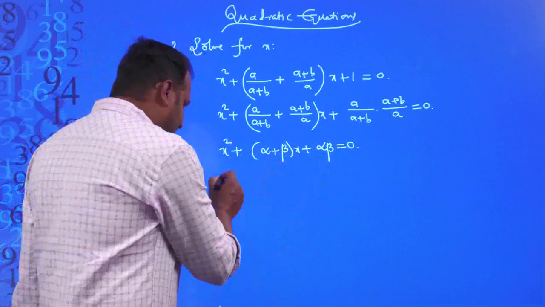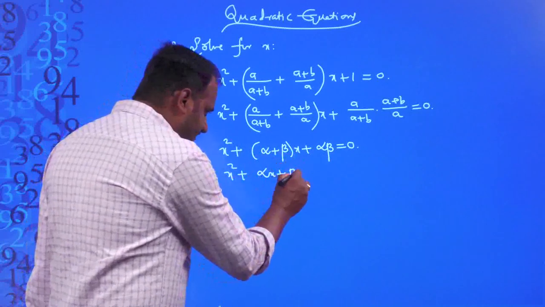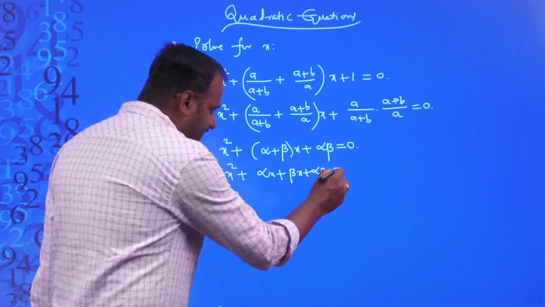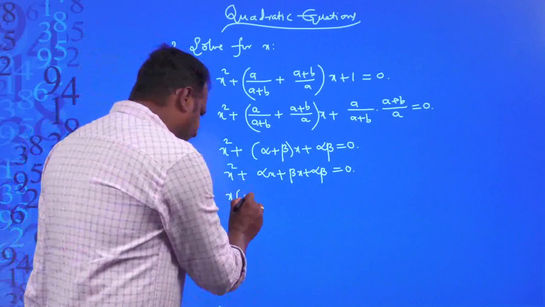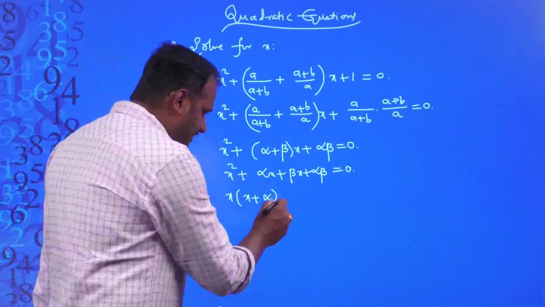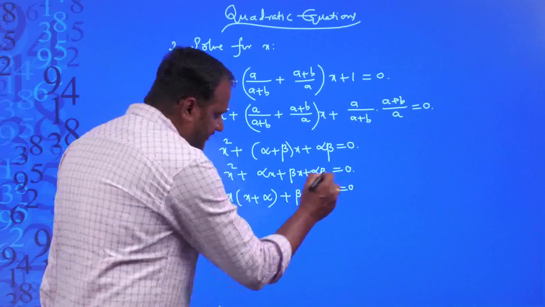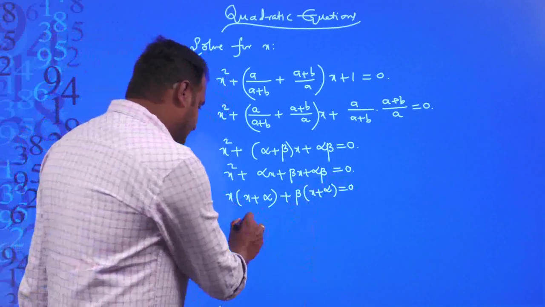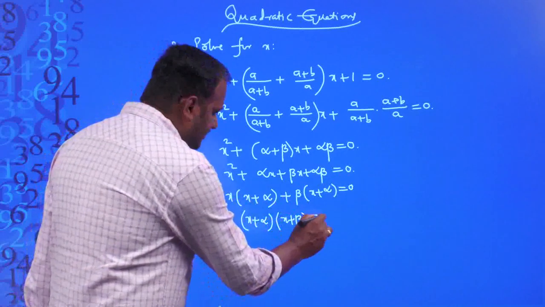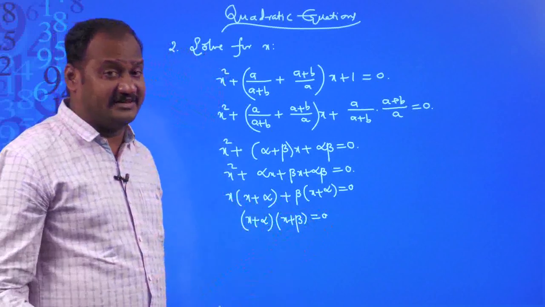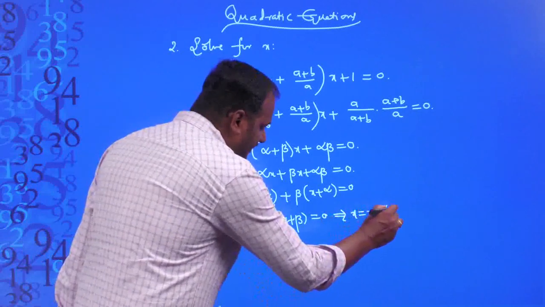If you factorize this, then it is going to be x square plus alpha into x is alpha x, plus beta into x is beta x, plus alpha into beta equal to alpha beta, which is equal to 0, right? From the first two terms, you can take one x common, remaining x plus alpha, plus from the other two terms, you can take one beta common, remaining x plus alpha. So totally x plus alpha is a common factor, into x plus beta is equal to 0. So x plus alpha into x plus beta equal to 0, then easily we can say what the values of x are. Therefore, the values of x are minus alpha, comma, minus beta.